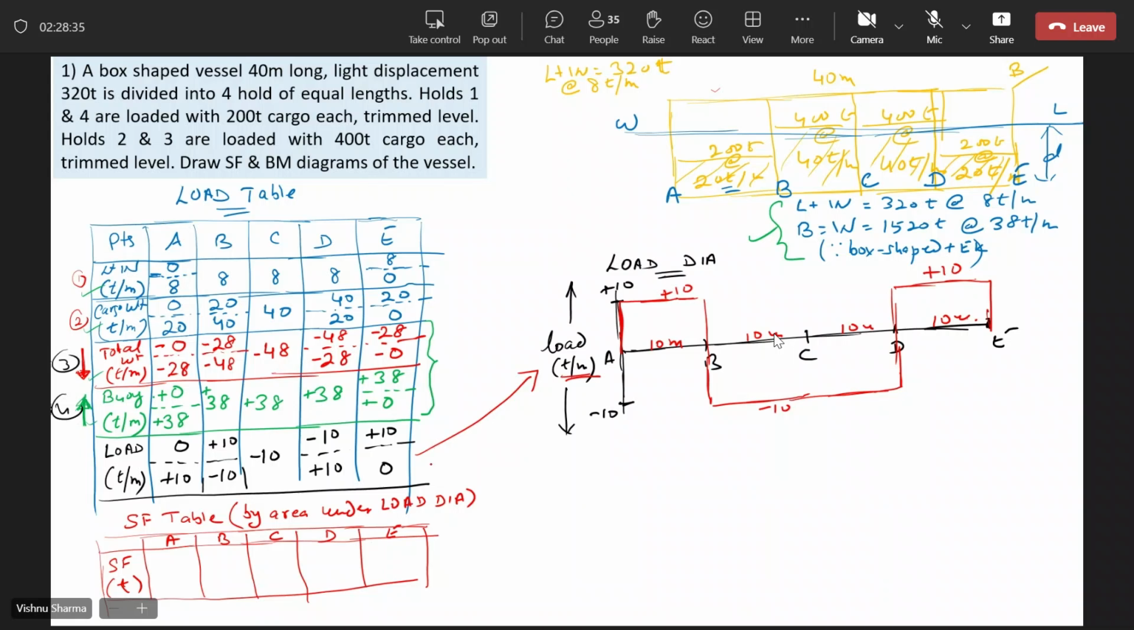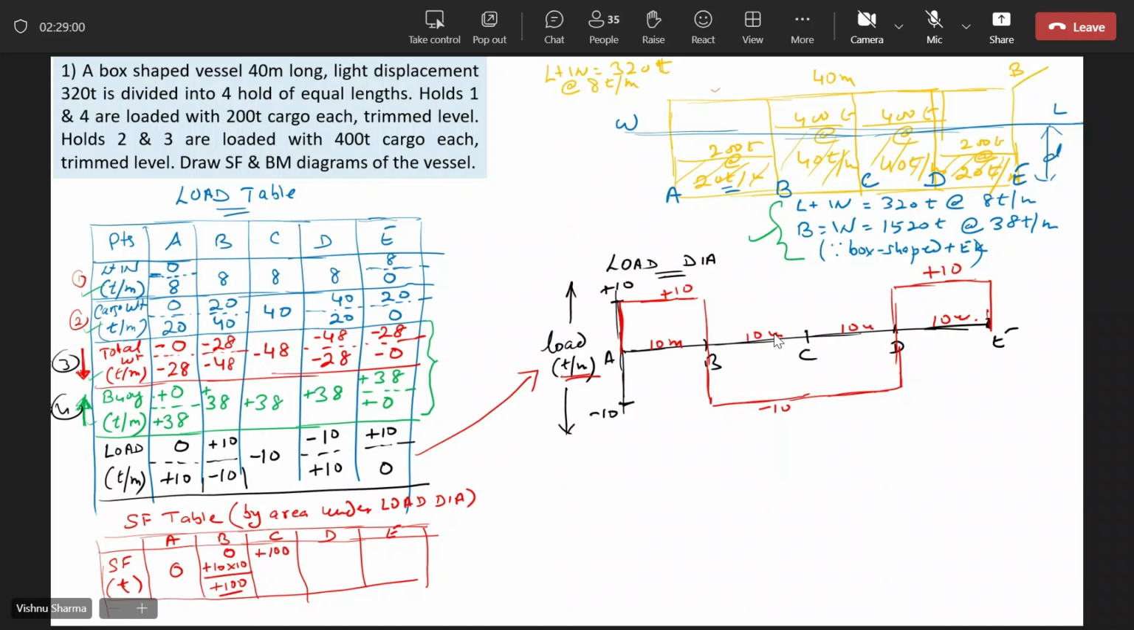To the left of A, how much is the area under the load diagram, class? 0. I carry forward 0. What is the change from A to B? Plus 10 into 10, am I right? Yes, sir. Plus 10 into 10, making plus 100. I carry forward plus 100.